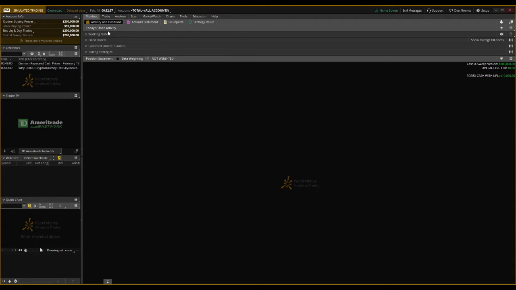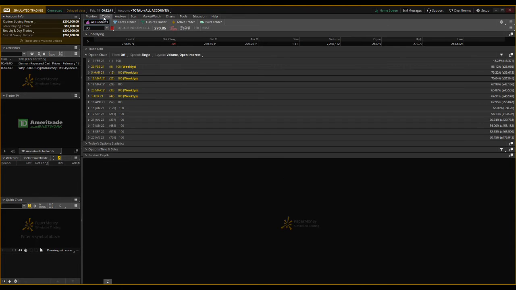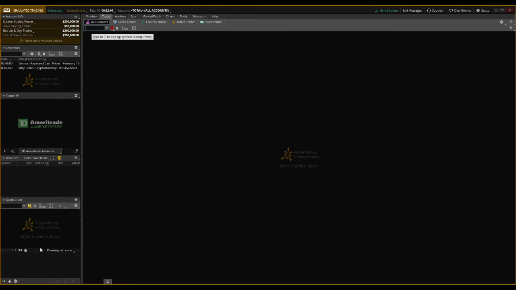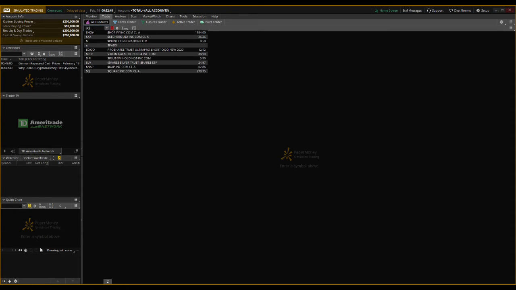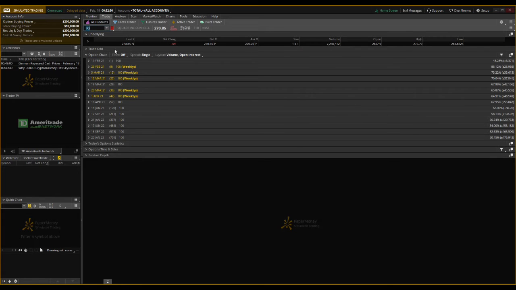Now, when you're going to trade, you're going to go into the trade tab. Now, I put SQ on here, but this is going to look like this. Let's say you pull up an option chain. This is what the option chain will look like.